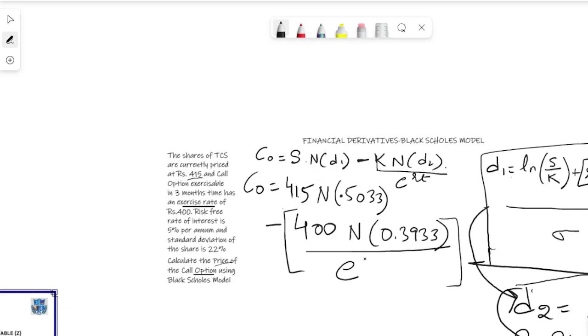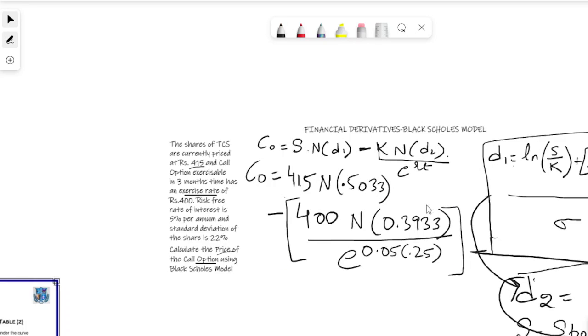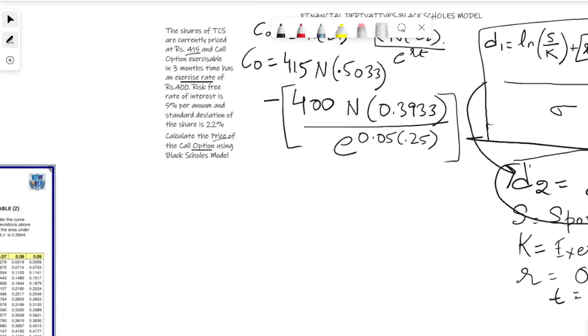R is the risk free rate, that is 0.05 given in the question, right? The risk free rate is 5%, so it is written as 0.05. Time is 3 months. 3 months is written as 0.25. Now we have to solve this whole formula. We have to solve all these values to arrive at the value of the call option.